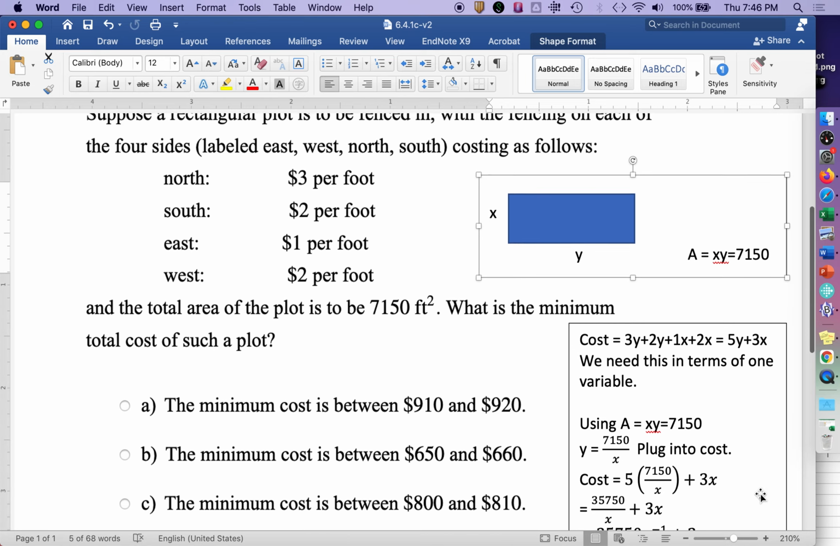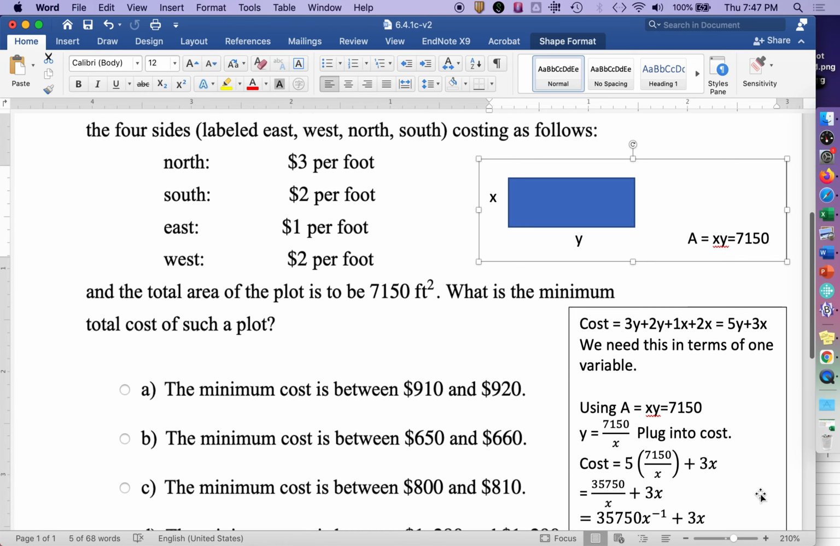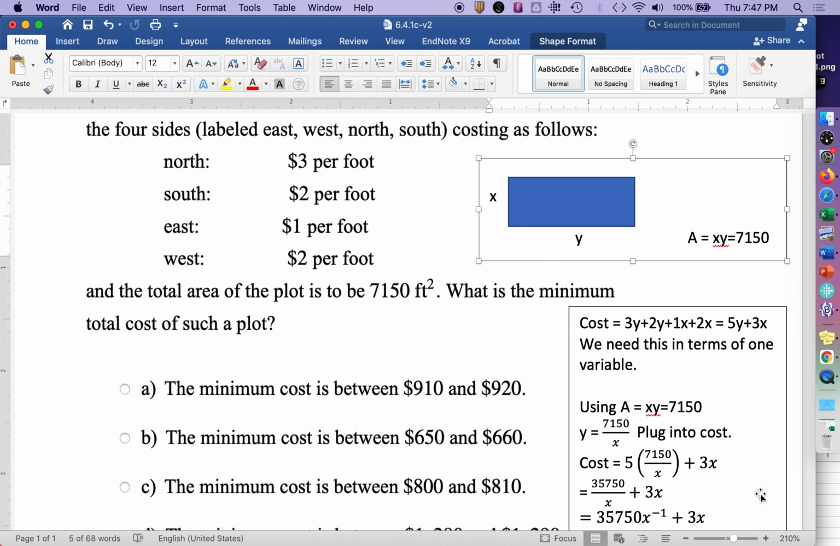Okay, so that is 35,750 over X plus 3X. And when I take the derivative, I don't like to see that fraction, right? So I'm going to rewrite this as 35,750 X to the negative 1 plus 3X. Now we're ready to take a derivative. We've got it in terms of one variable. It's written so we can use our power rule, and then we'll take that derivative, set it equal to 0.